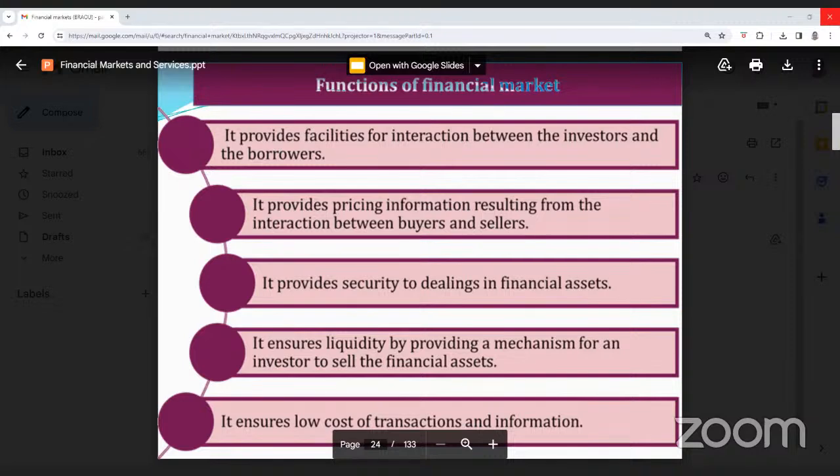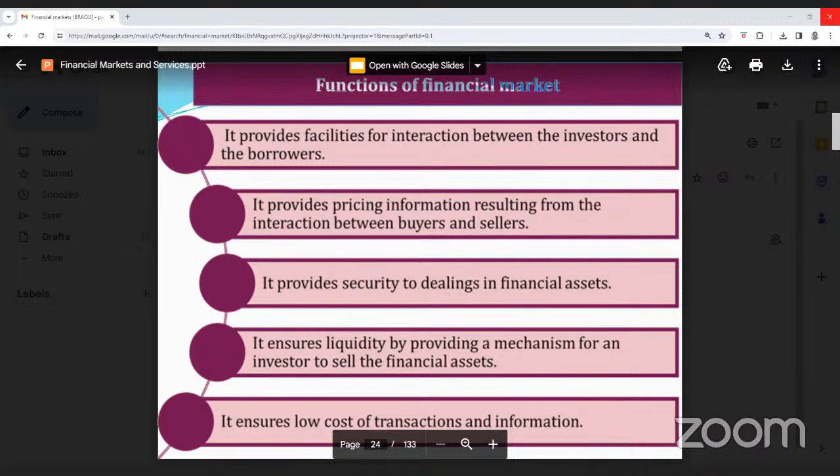Yes, ma'am. In the financial institution, there is also liquidity. Liquidity means it ensures liquidity. There is cash that provides the mechanism for the investor to sell their financial assets. Whatever financial assets there are, they will be providing the mechanism for liquidity.